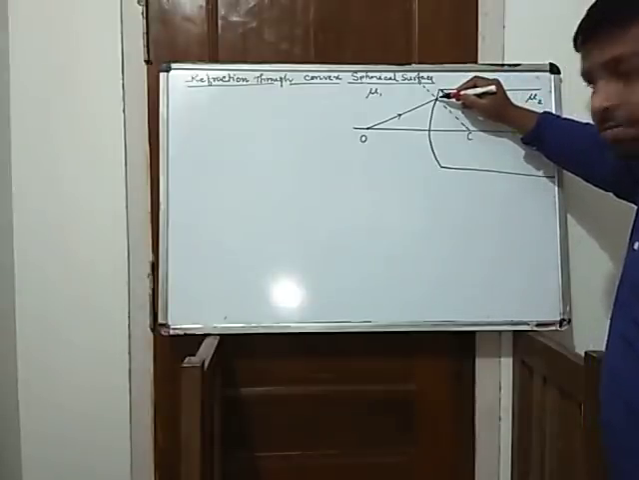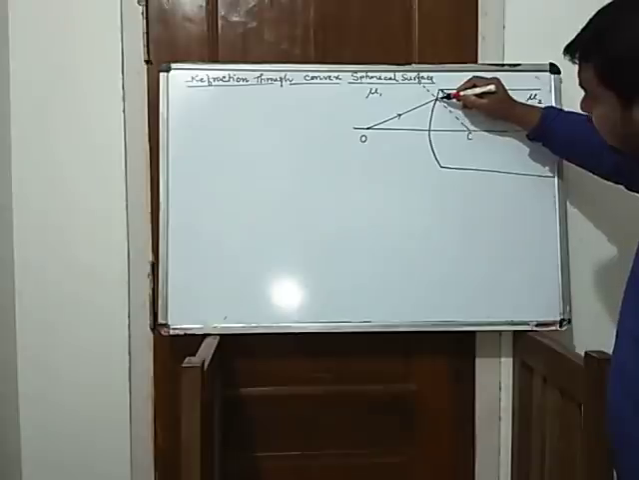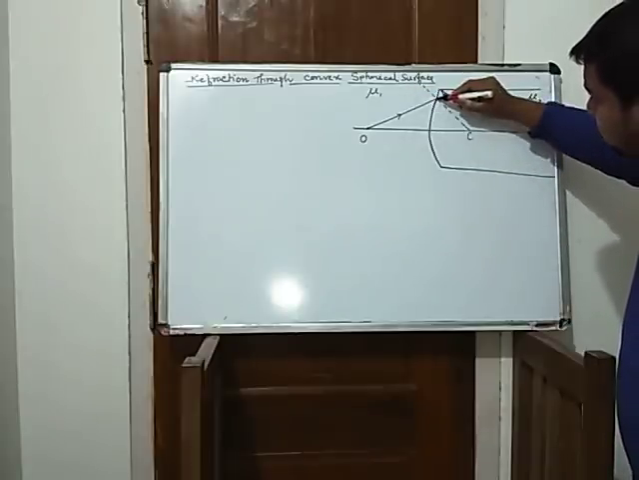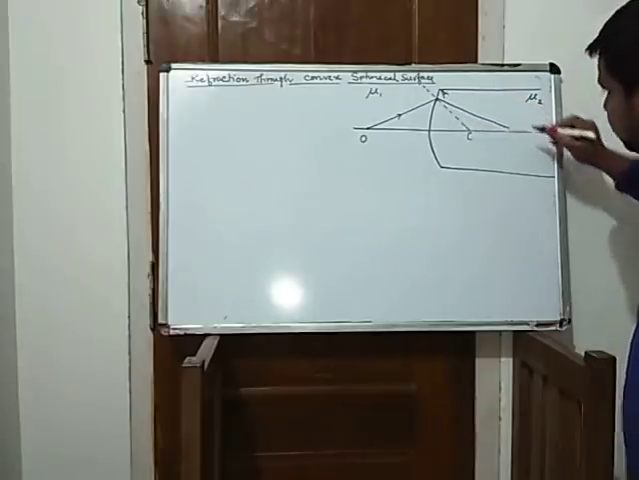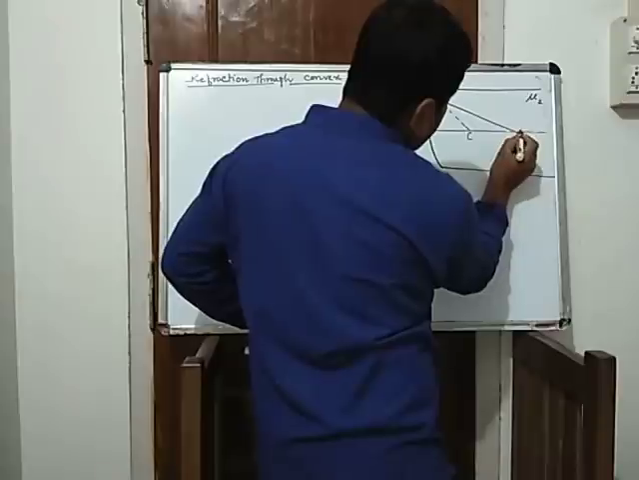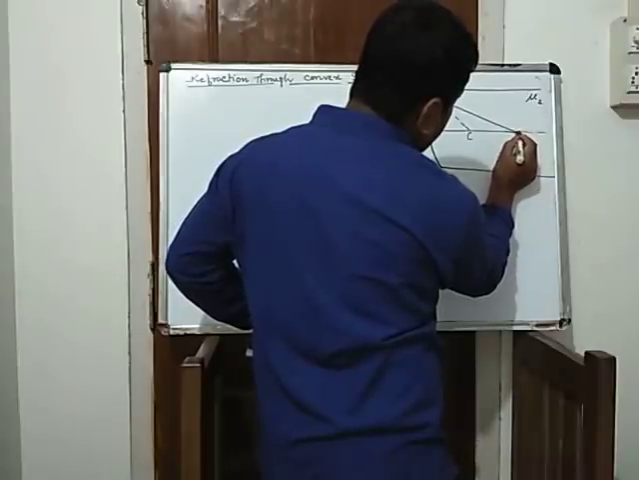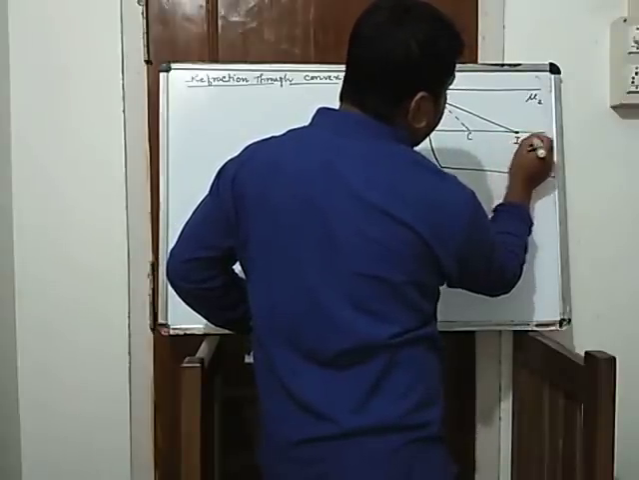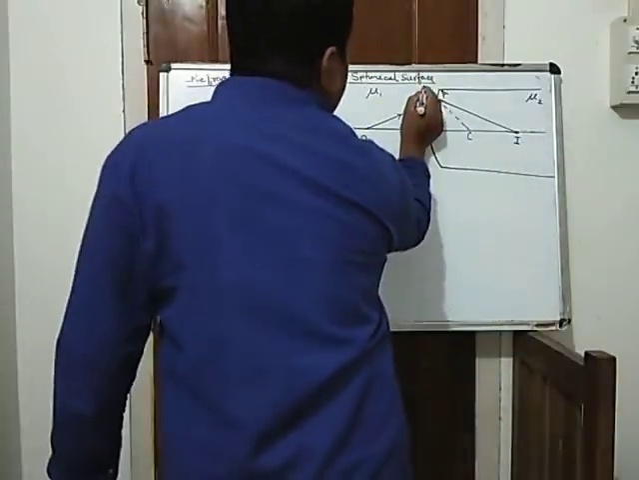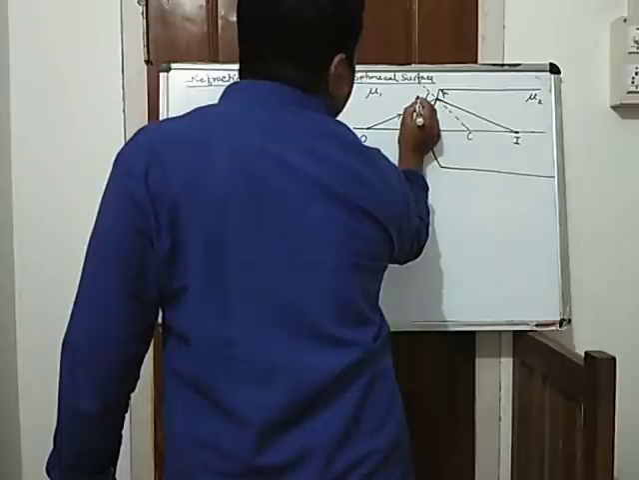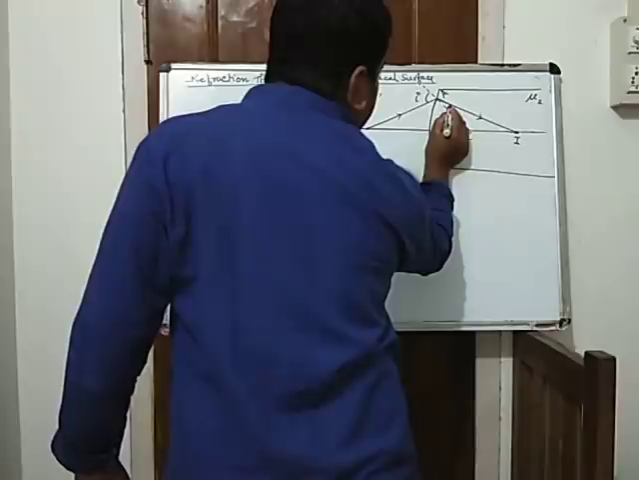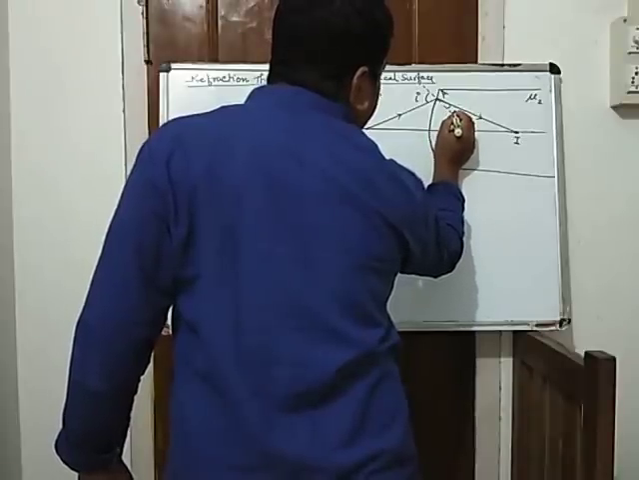After refraction, the ray of light bends towards the normal, because it enters the denser medium. So this is I, the image, which is a real image. This is the angle of incidence, this is the angle of refraction.